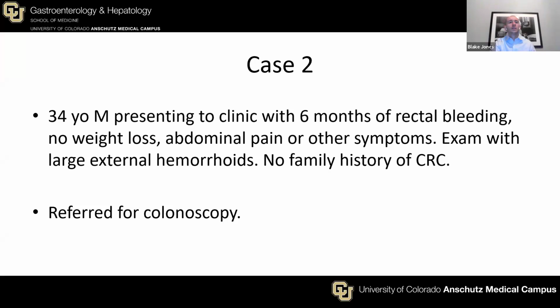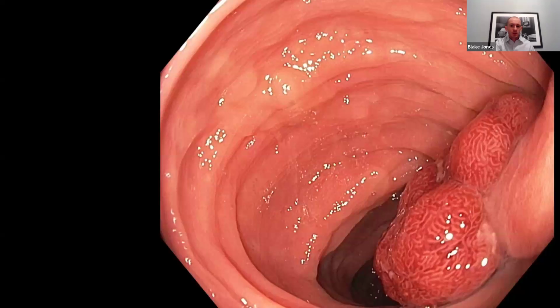Case 2, it's a 34-year-old male, presents to clinic with 6 months of rectal bleeding, no weight loss, or any other symptoms really, and then an in-office exam did reveal large external hemorrhoids. He had no family history of colorectal cancer, but he was referred for colonoscopy. So this is a patient you probably could get away with doing a flex sig based on most guidelines, but he was sent for colonoscopy, and this was found in his sigmoid colon, so it would have been picked up on a flex sig.